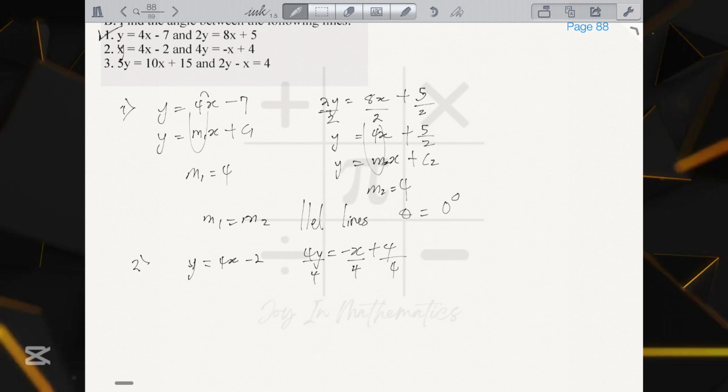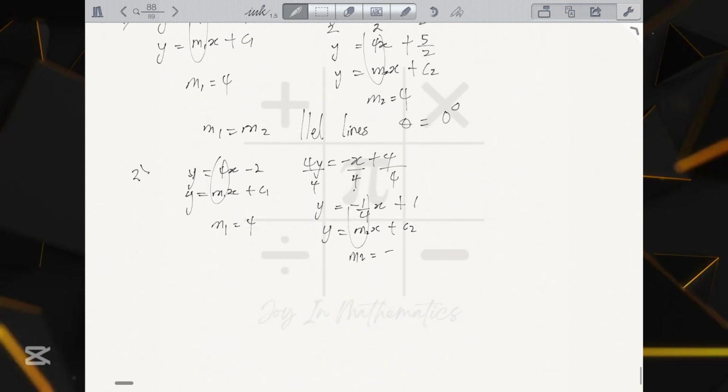Dividing all through by 4, this gives us y is equals to minus 1 over 4x plus 1. So comparing these equations now to y is equals to m1x plus c1, and likewise y is equals to m2x plus c2, we have that m1 is equals to 4. We also have that m2 is equals to minus 1 over 4.